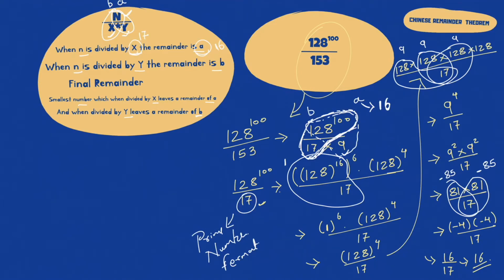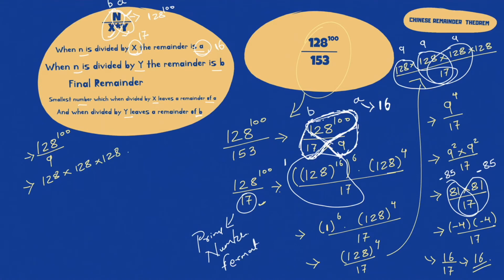So my A is 16, my X is 17, and I know my N is nothing but 128 raised to 100. Okay, this is for better understanding of what the theorem states. Now I'll go ahead and find B. So for that I'll take N, which is 128 raised to 100, divided by Y, which is nothing but 9. Now I need to solve this.